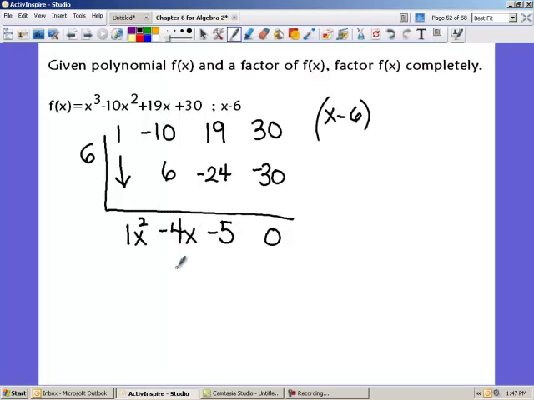Now the next one, we need to factor this x squared minus 4x minus 5. So you, again, go back to chapter 1 where we factored trinomials. We look at factors of negative 5, and we pick which one will add up to negative 4, which is definitely this one. So then over here we write x plus 1, x minus 5.